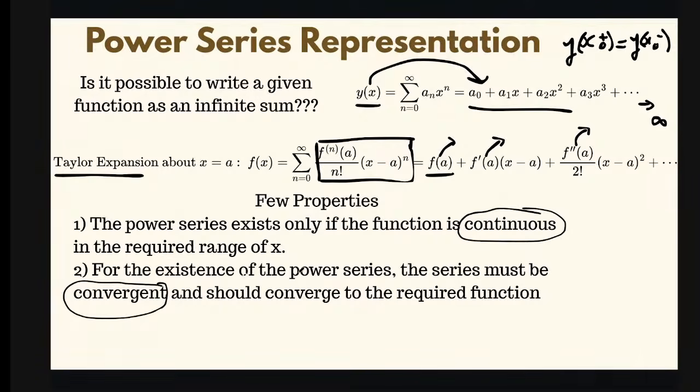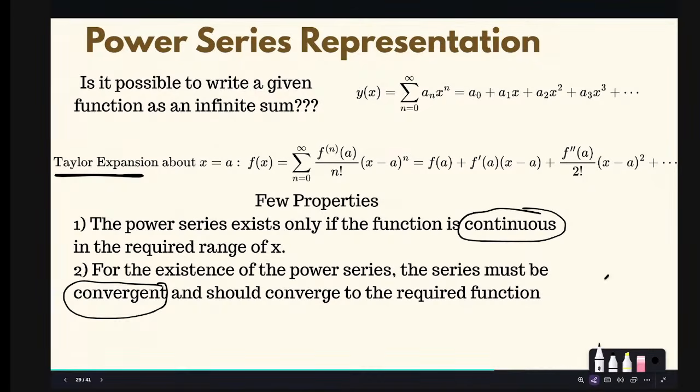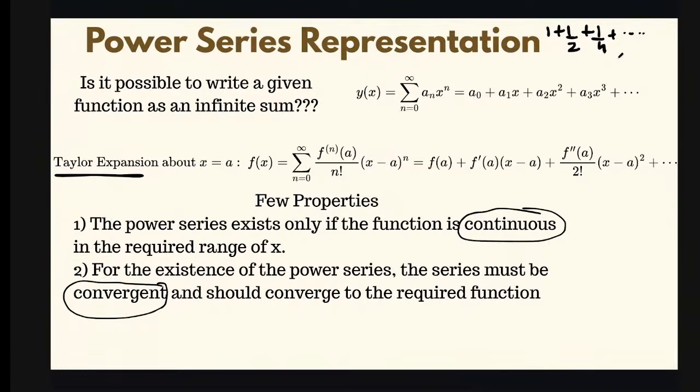So the power series should be continuous. That is one thing. And the second thing, for the existence of a power series, is that the series must be convergent. Just to give you an idea of a convergent series, take a series which is 1 plus 1 by 2 plus 1 by 4 and so on. And what is this equal to? Obviously, we all know that after infinite terms, this gets equal to 2, right? So this is an example of a convergent series. No matter how many terms I add, it always converges exactly at 2, provided that I go till infinite terms.